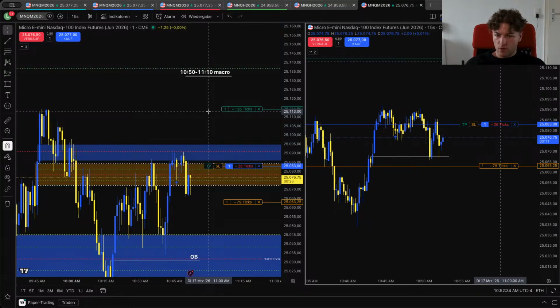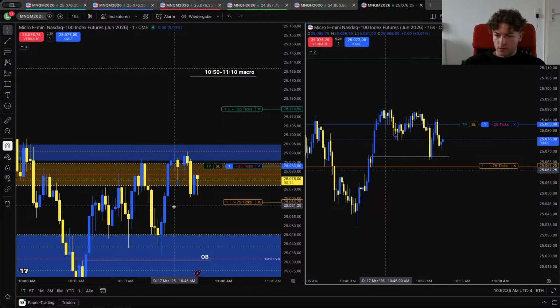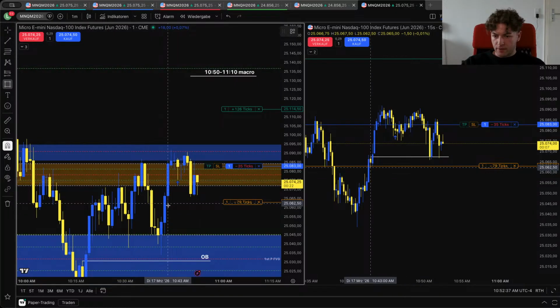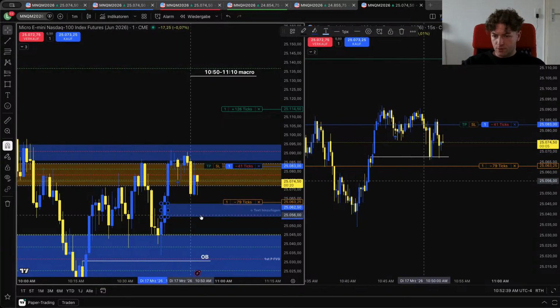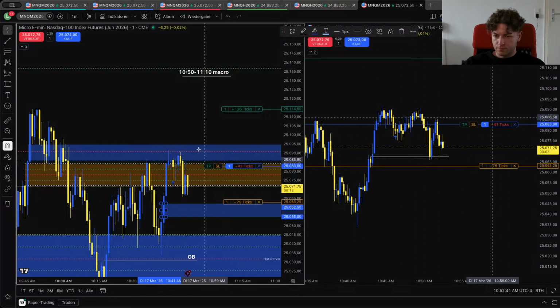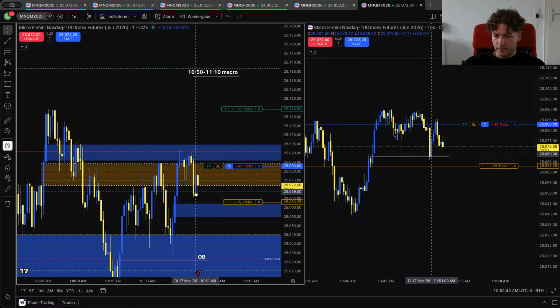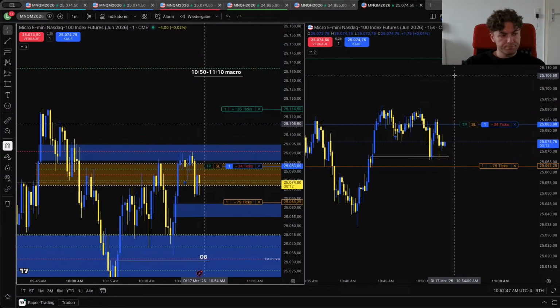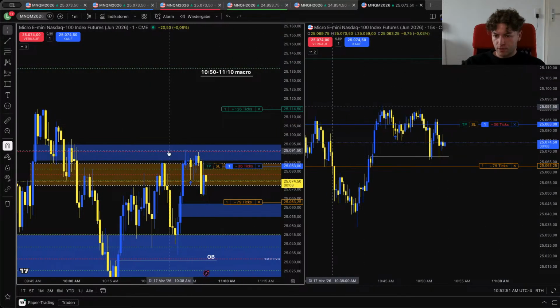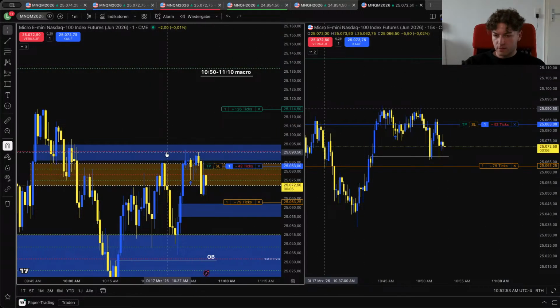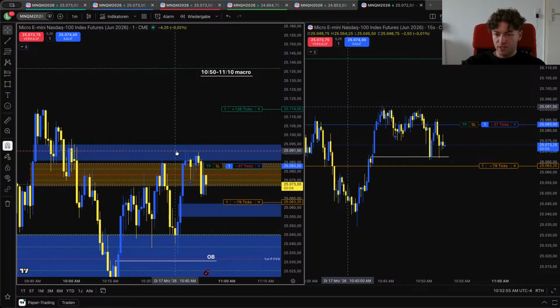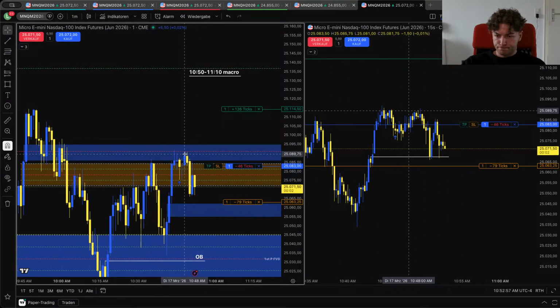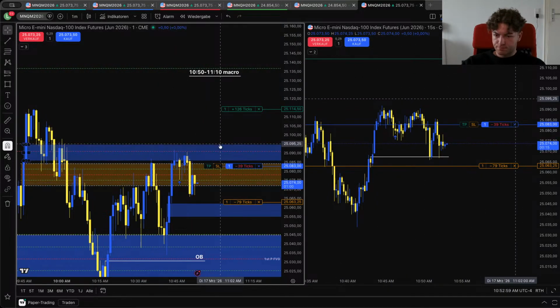10:52 macro. This fair value gap is still not traded through, so that's a good sign. Still acting as a breakaway gap, respecting this order block. Let's see if this order block holds up. Again, we are still respecting Thursday's opening range gap midpoint, so that's not too bullish.